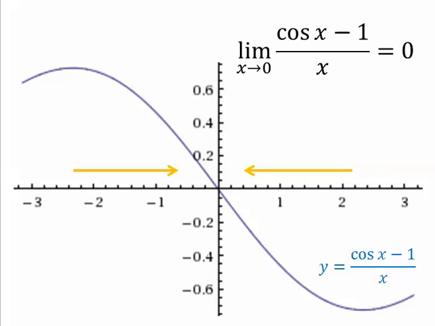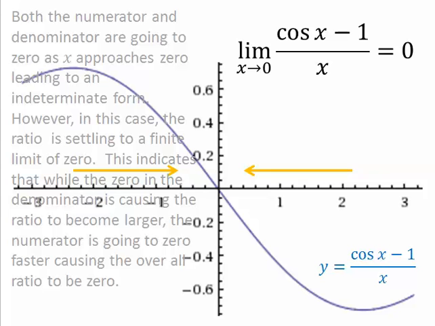We are given that the limit of cosine x minus 1 over x is equal to 0. Coming from the left or the right, the function converges to 0. Both the numerator and the denominator are going to 0 as x approaches 0, leading to an indeterminate form 0 over 0. However, in this case, the ratio is settling to a finite limit of 0.